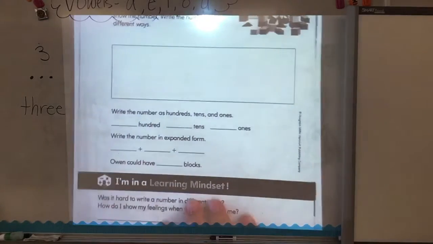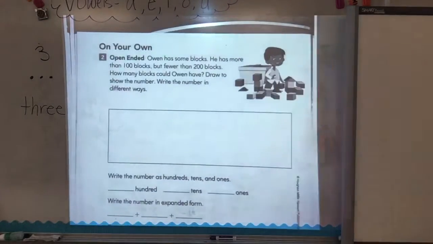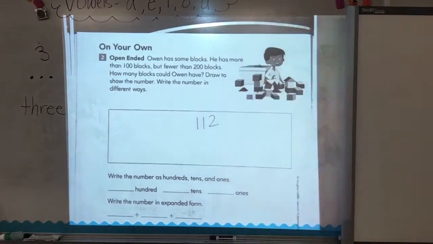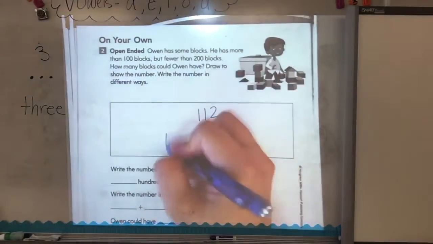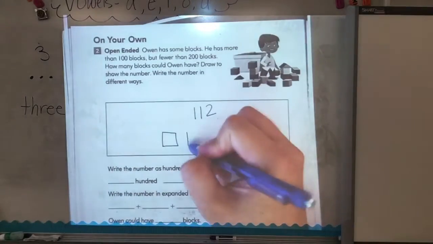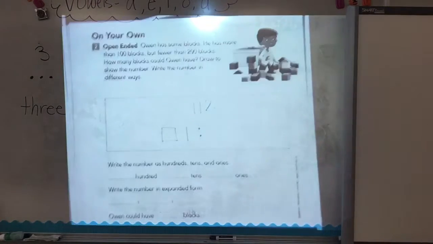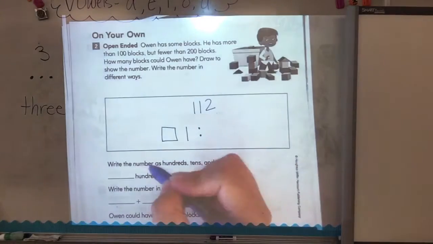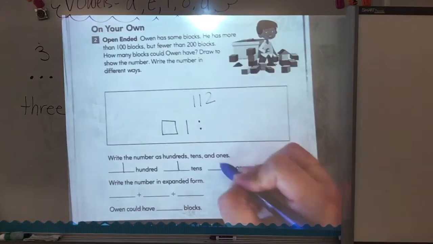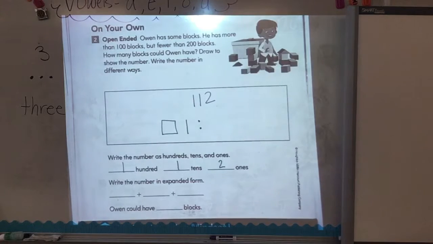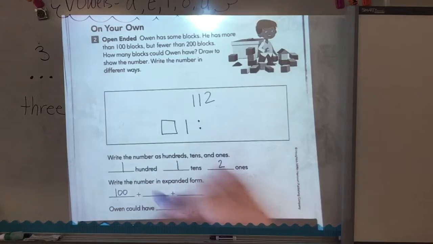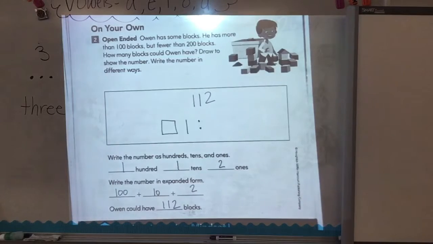And the next page just had more practice like that. Owen had some blocks. He had more than 100, but fewer than 200. How many could he have? They could have put anything. I'm going to say 112. Show me that number. He had 100, 10, and 2 ones. And then expanded form is asking for the value of all of those places. So 100 plus 10 plus 2, he could have 112 blocks.